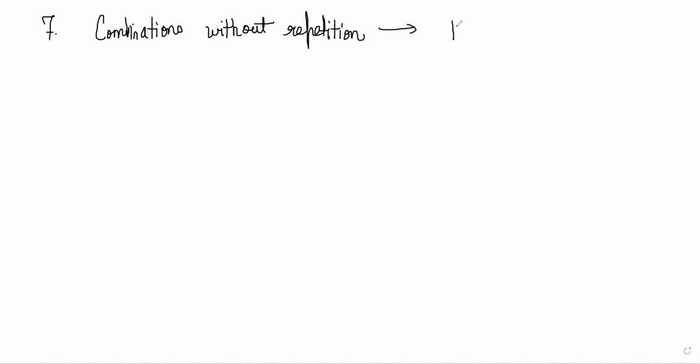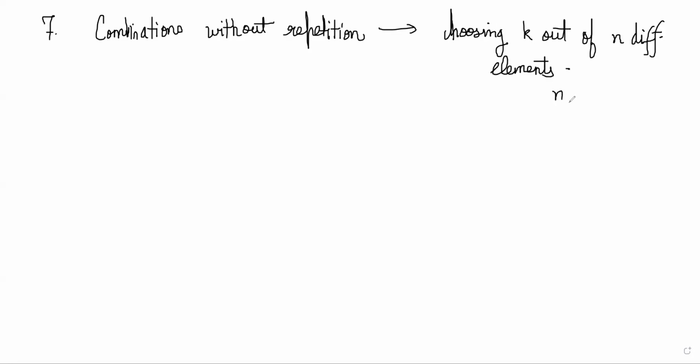Okay, then we come to combinations, and the basic idea of combinations is simple. Combinations without repetition: we are choosing k out of n different elements, and that can obviously be done in nCk ways, which is n factorial by k factorial (n minus k) factorial.